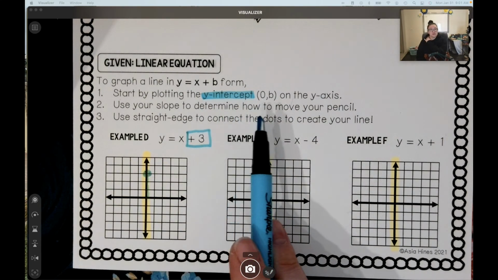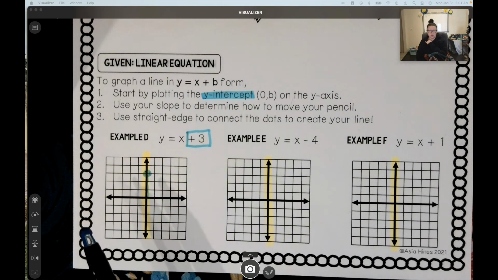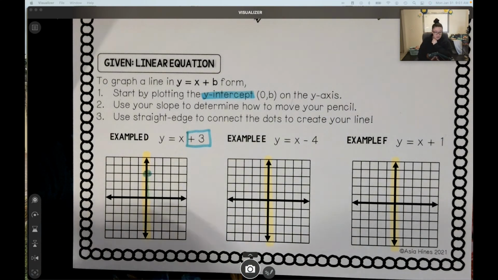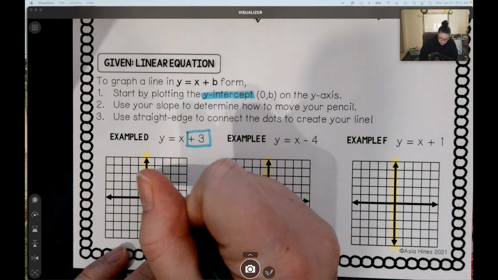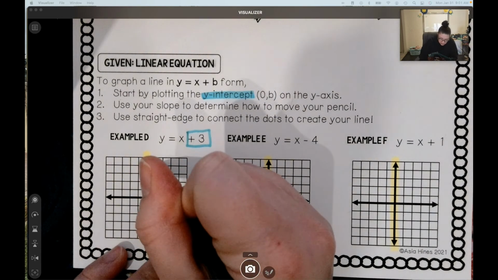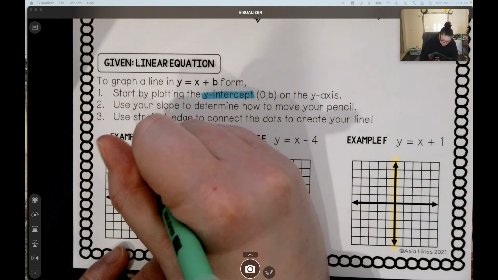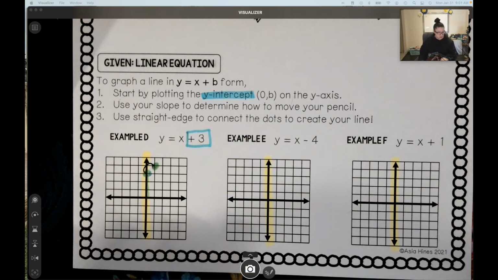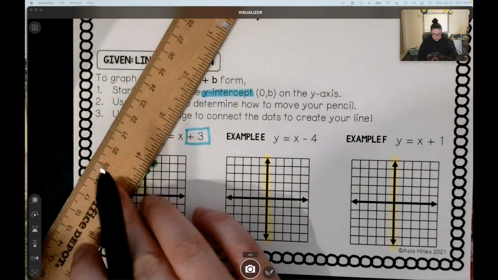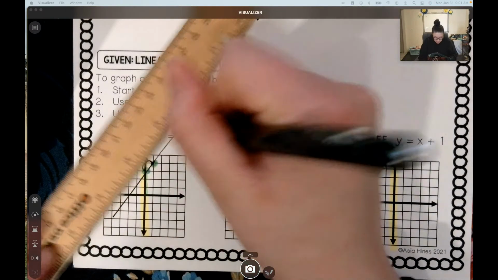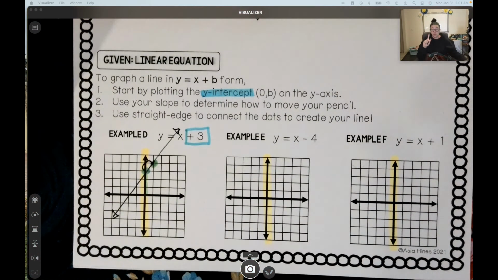Then we can use our slope to determine how to move our pencil. That's one way to do it. For 7th grade math, our slope for additive relationships would always be 1. So from our y-intercept, we're always going to go up 1 and over 1 for our new dot. Then you can connect your dots to make your line. That's one way to do it, just up 1 over 1 if the lines are all going by 1. I'll show you another way on this next example.